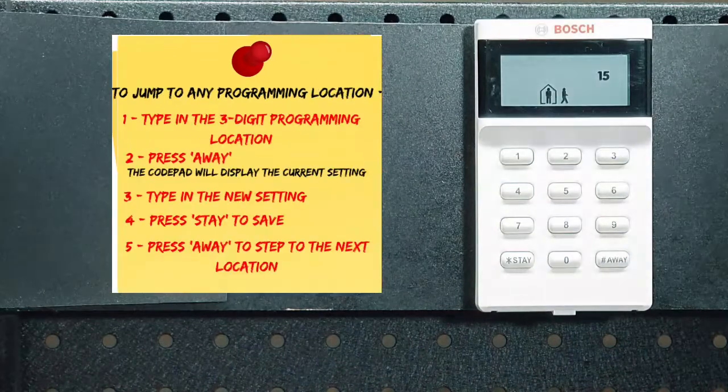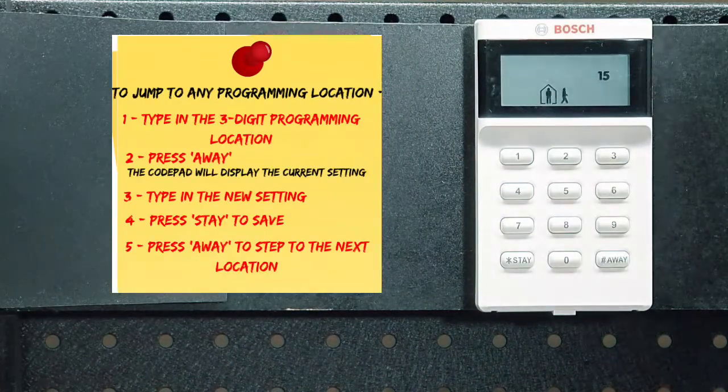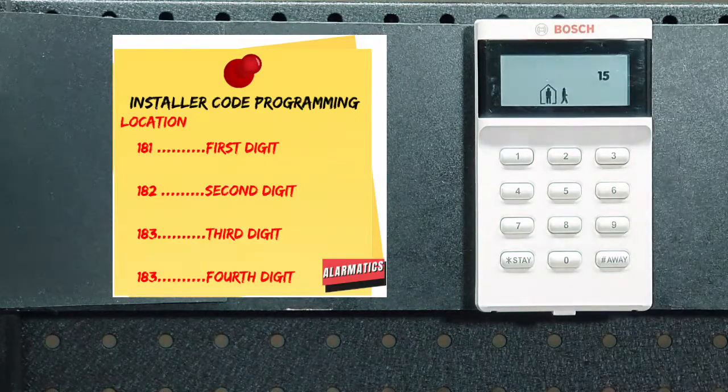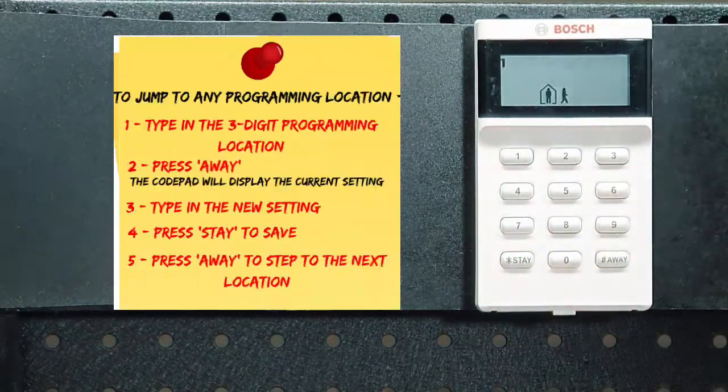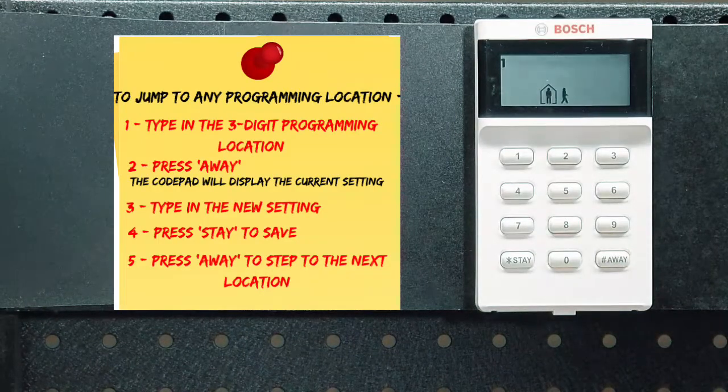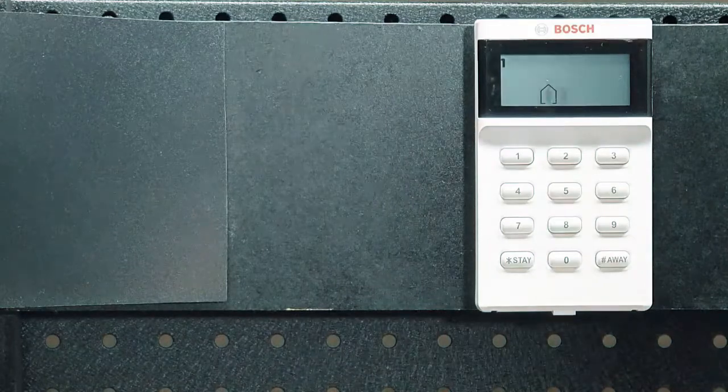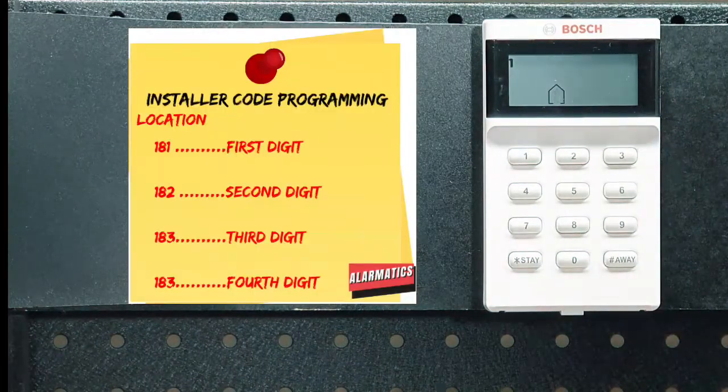Now we need to jump to the location that we want to program. We want to program location 181, which is the first digit of the installer code. To jump to a location, I enter its three-digit location number and press the away button. Now I'm at location 181 and the keypad is showing me what's stored there: a 1, the first digit of the installer code.